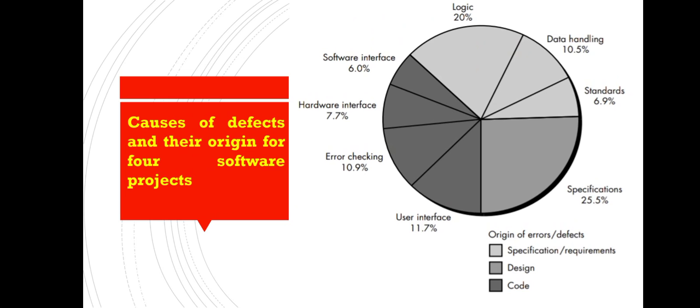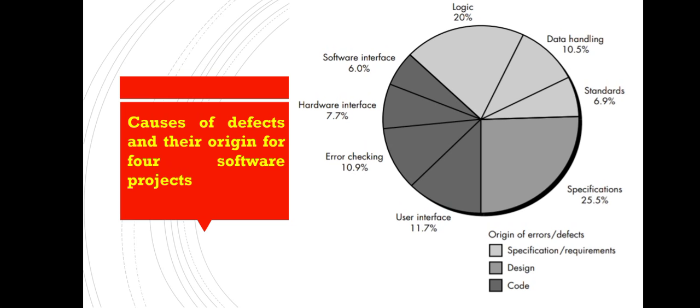Next, we can identify the causes of defects and their origin for 4 sample software projects. It is represented in the diagram with the origin of errors or defects. The specifications and requirements is one category, and the other one is designing, and the next one is coding. Whenever we are coming across specification or requirements, we will be having only 25.5% of the cause or defect related to the 4 software projects.